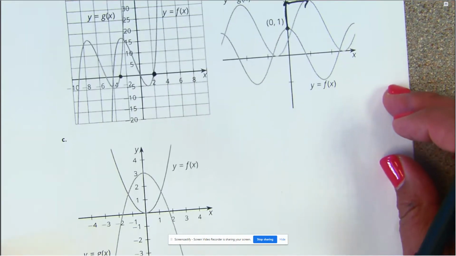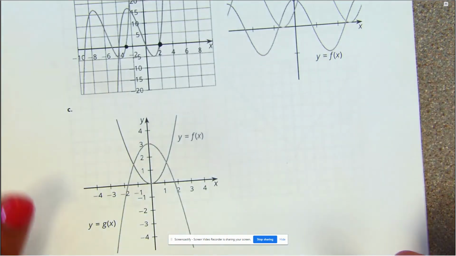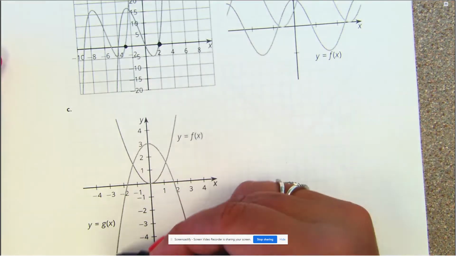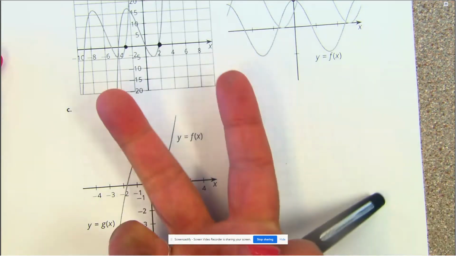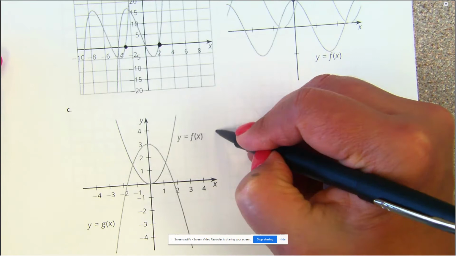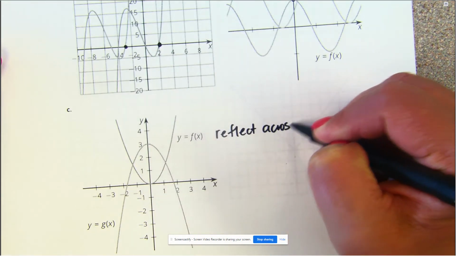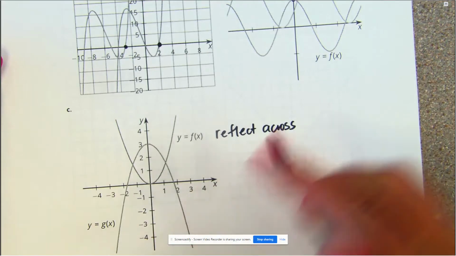Letter C. This one's a little bit more complicated. I need to get G from F. First of all, F is going this way, and now all of a sudden G is this way. Well, how do I make the graph go upside down? I'm going to reflect it. Reflect across the x-axis.